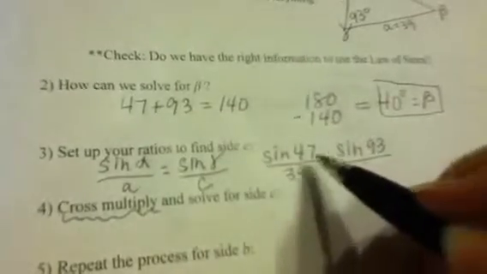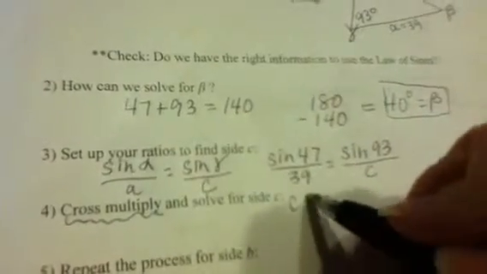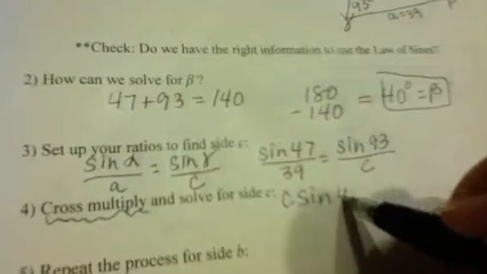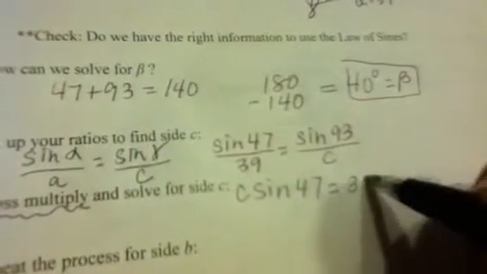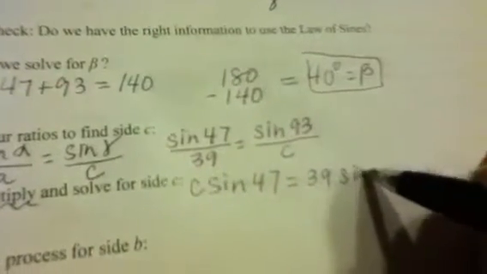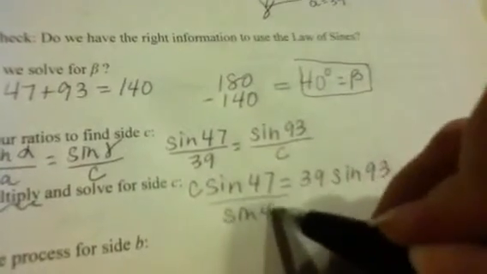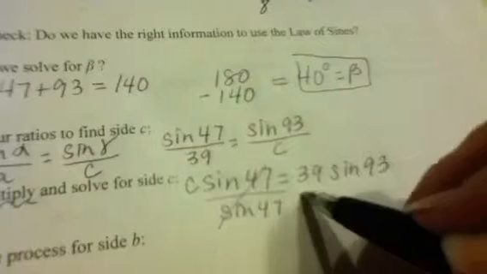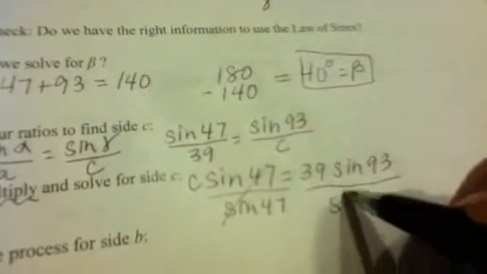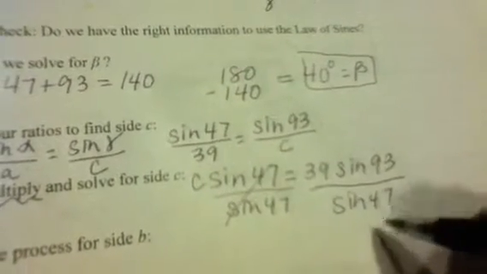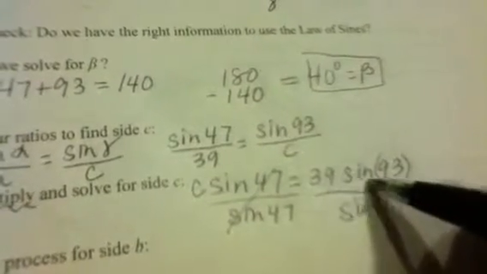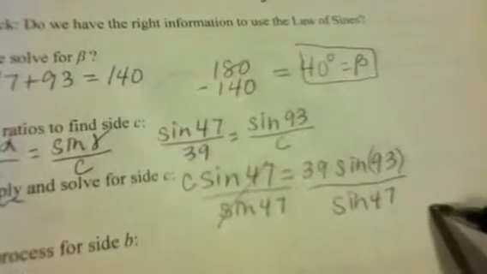So here we go, C times sine of 47 is C sine 47. And then 39 times sine of 93 is 39 sine 93. Then to get the C by itself, we divide both sides by the sine of 47. So it divides away from that side and moves over here. So now we plug this in the calculator. 39 times the sine of 93 divided by the sine of 47.